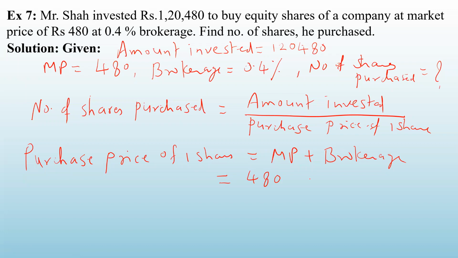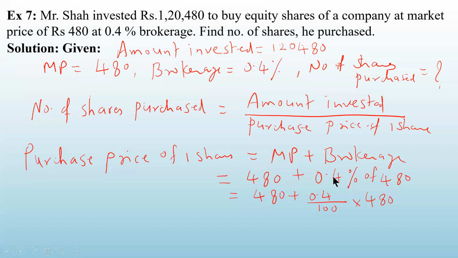480 plus what is the brokerage? 0.4%. Again, I'm telling you, don't just write 0.4 and add it to 480. It will be wrong. It is 0.4% of market price. What is market price? 480. Calculate this. So it is 480 plus 0.4% of 480. How will you calculate? 0.4 divided by 100 into 480.